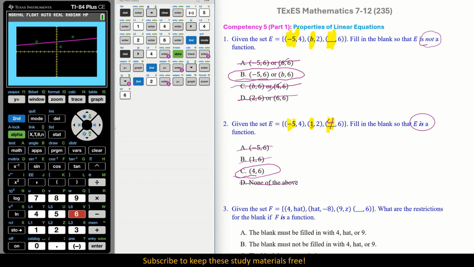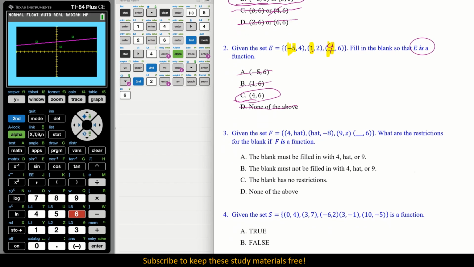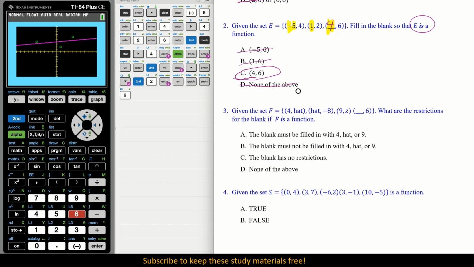A relation is not necessarily a function. However, number 1, we would say is not a function, whereas number 2 is a function. And we'll talk about that more as the video goes on. Okay, let's look at number 3.